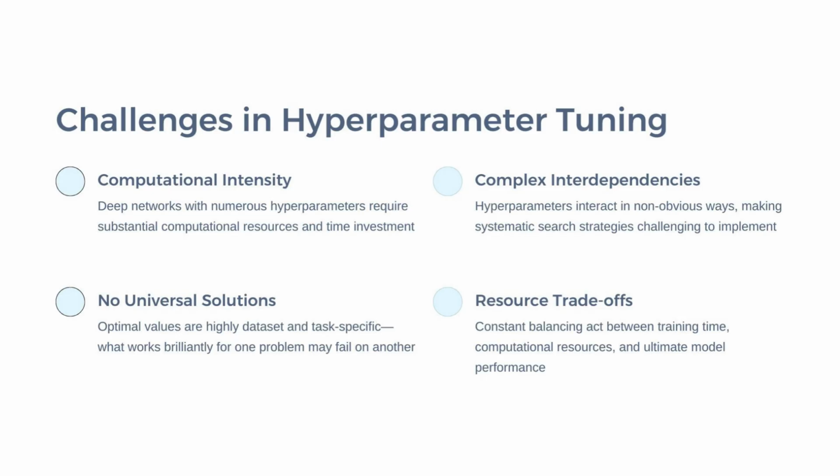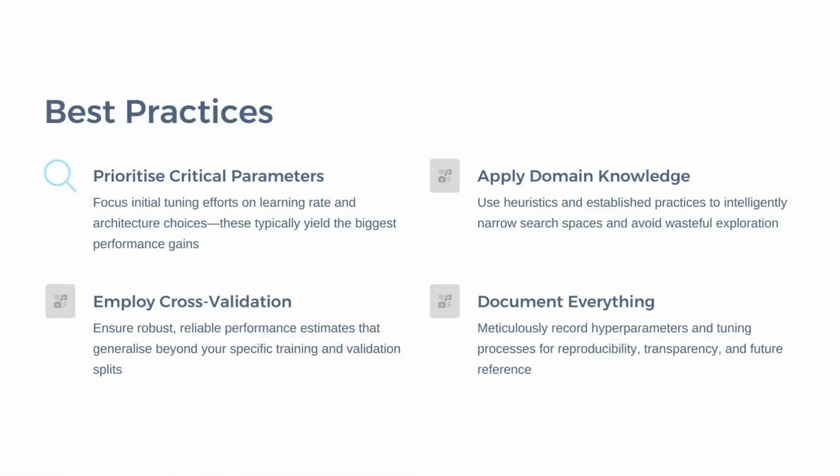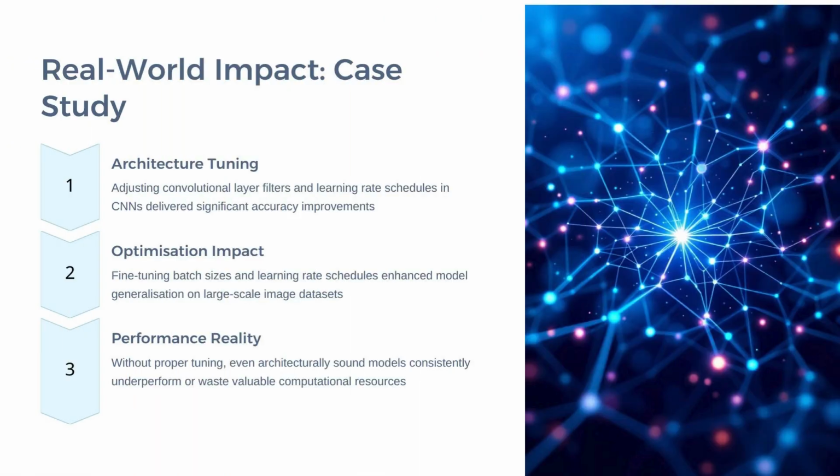Challenges in hyperparameter tuning. Computational intensity: deep networks with numerous hyperparameters require substantial computational resources and time investment. Complex interdependencies. No universal solution and resource trade-off. Best practices: prioritize the critical parameters, apply domain knowledge, employ cross-validation techniques, and document everything. This ensures the best hyperparameter tuning and gives you the optimal solution at a low cost.